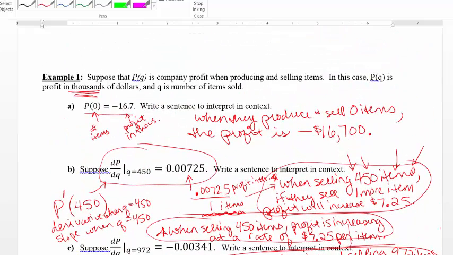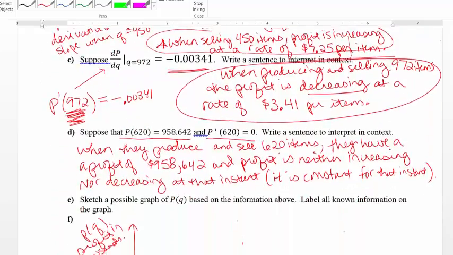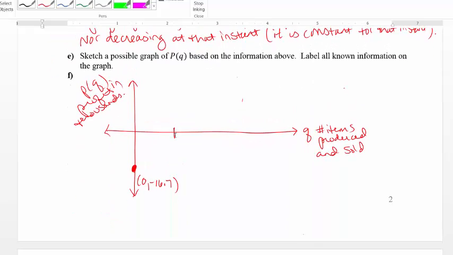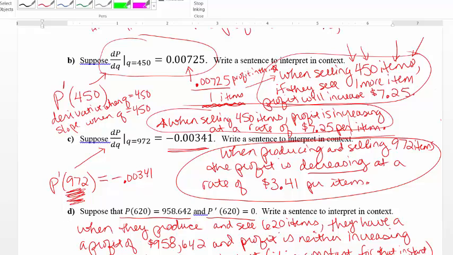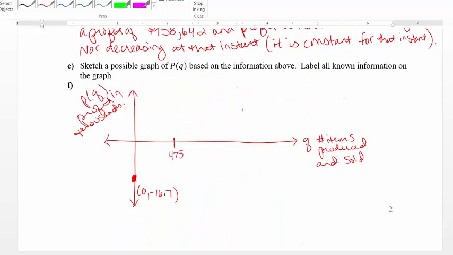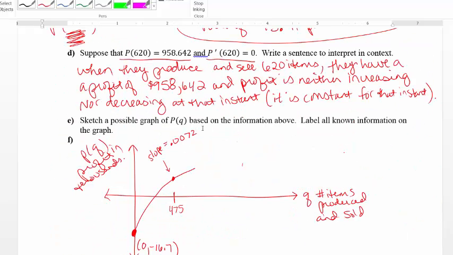Then it told us that if you go over to 450 items, the profit's increasing at a rate of 0.00725. So I'm just going to say over here is 475. They didn't tell me the height of the function at that time. They just told me that it was increasing. So I'm just going to say at that time let's say it's positive then. And whatever the height of the function is, the slope at this instant is 0.00725.